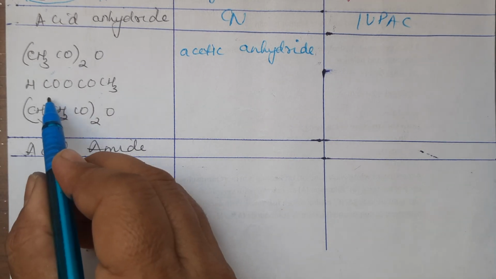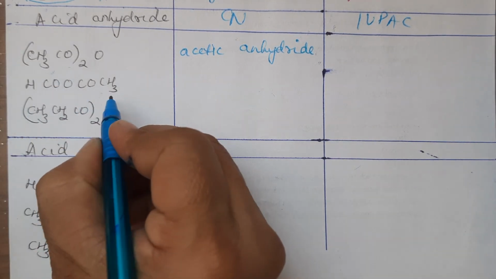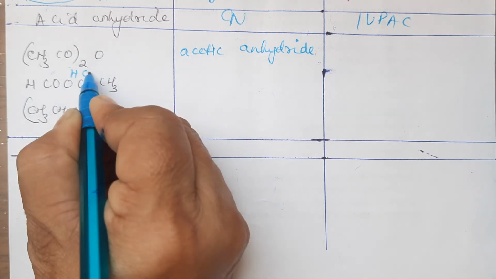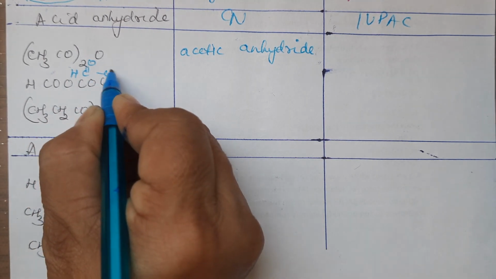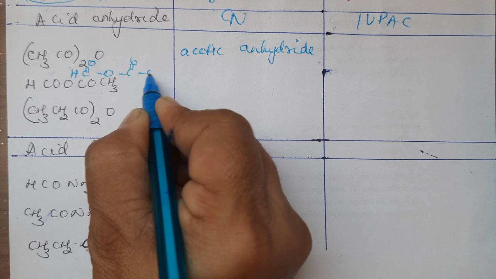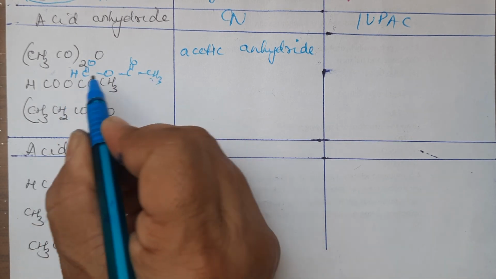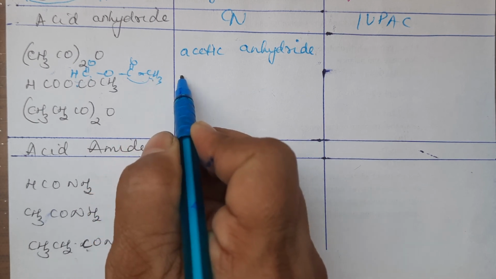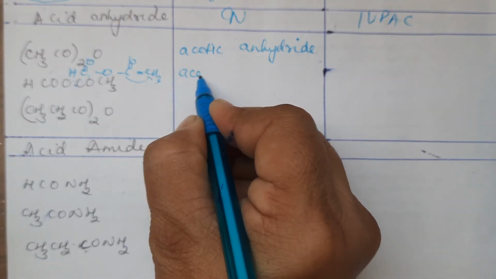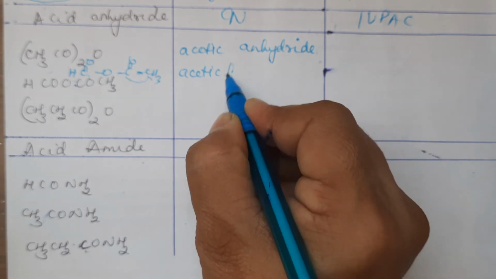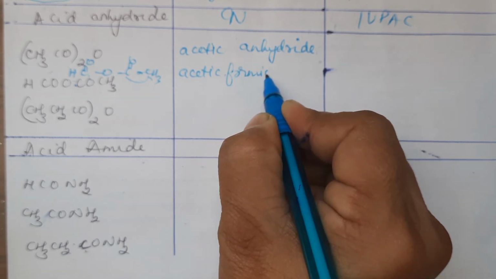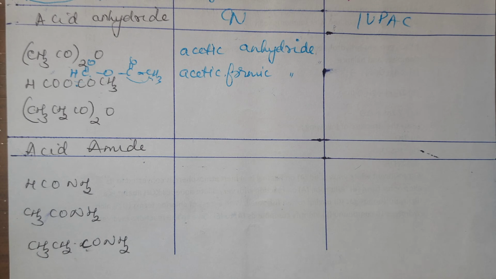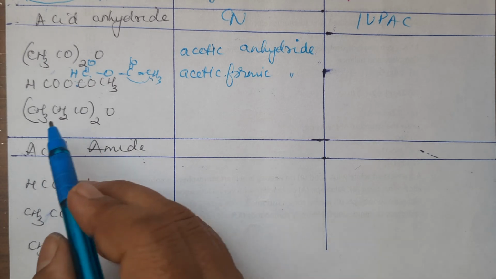Now what about this? If I open the structure and see, it is something like this. HCOOCH3. That means it is an anhydride of two different acids, formic acid and acetic acid. You will place both the names in alphabetical order. So you will write down the name as acetic formic anhydride. Clear?